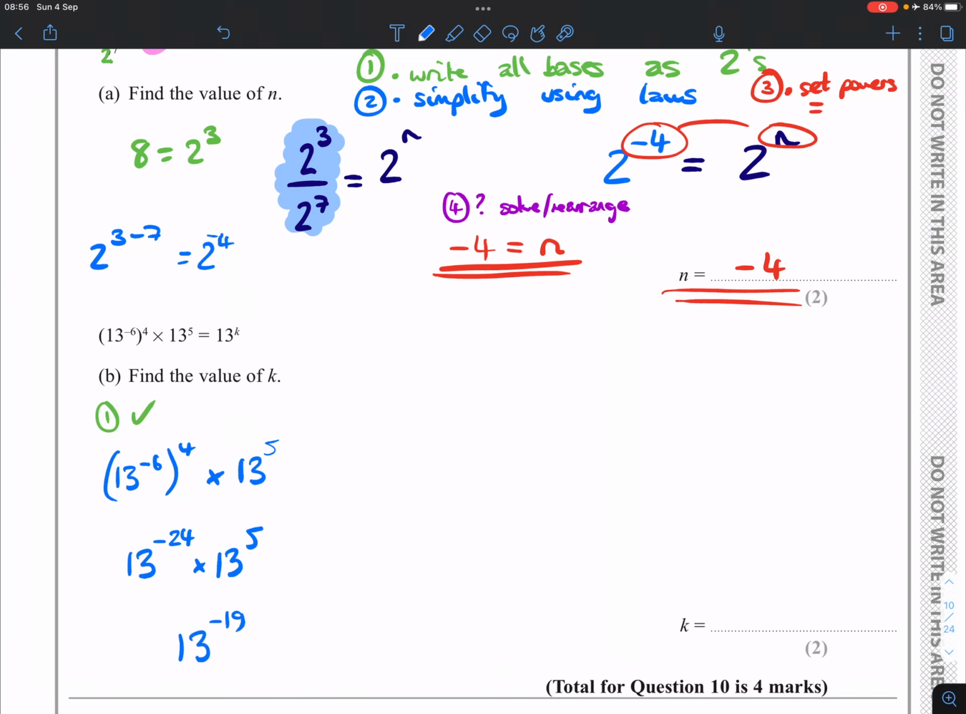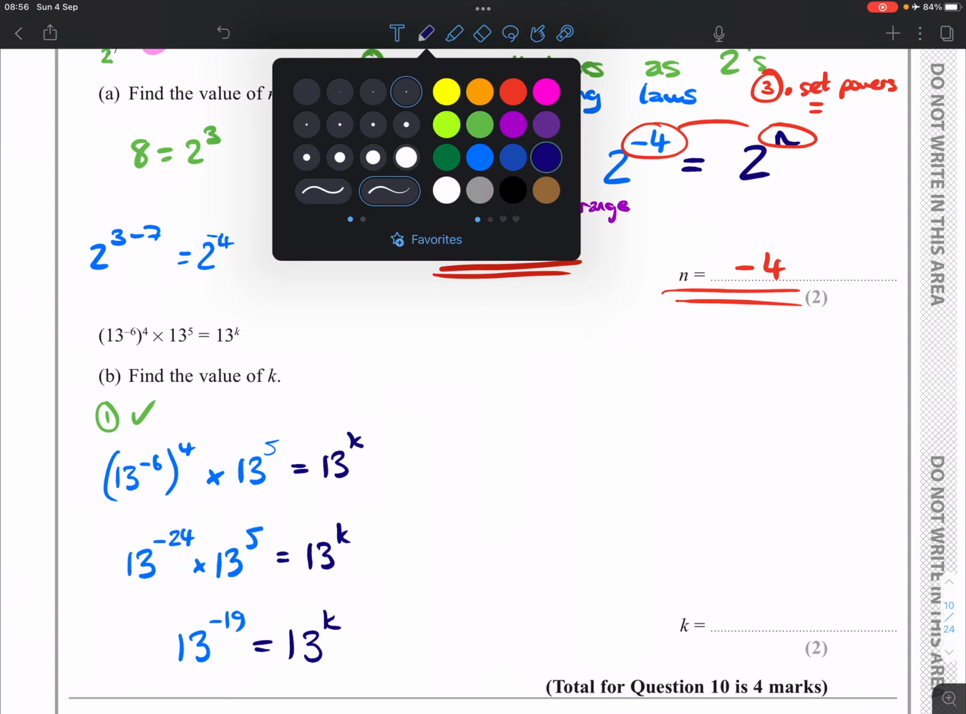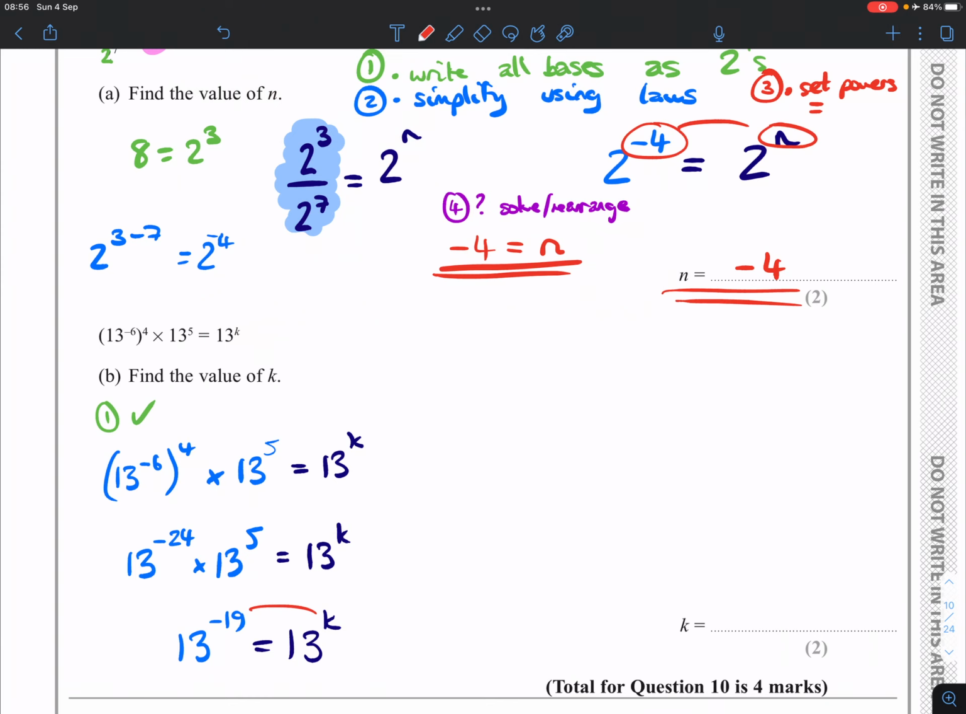And all the while, on the right-hand side, this 13 to the power k, we didn't have anything to do with it. But once we get to this stage here, where both sides have 13 to the power of something, we're going to make these equal to each other, and that will leave nothing more to do. k is minus 19. We are done.